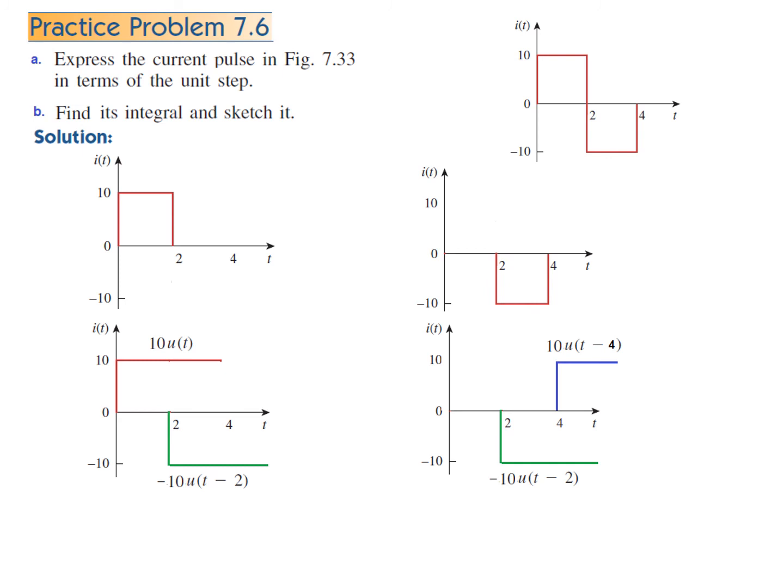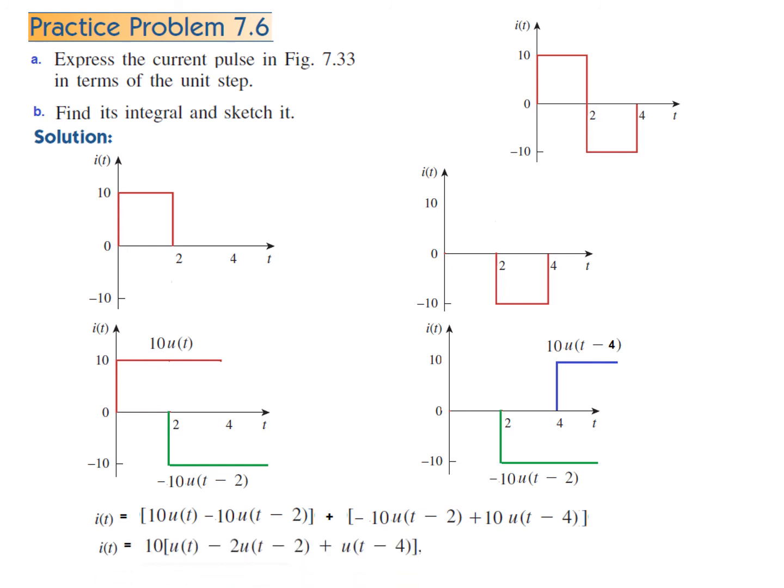And mathematically we can write this as 10 u(t) minus 10 u(t-2), plus this function, which is minus 10 u(t-2) plus 10 u(t-4). Since these two terms are the same, we add them. So it will be 10 [u(t) minus 2 u(t-2) plus u(t-4)]. We have taken 10 common from all of these.